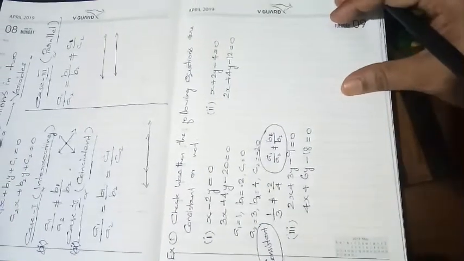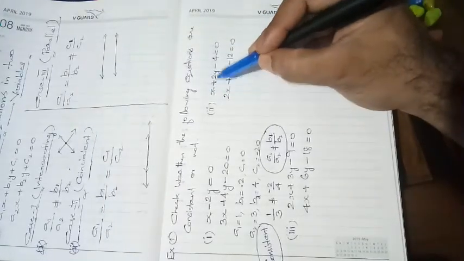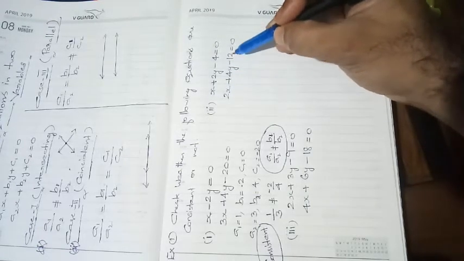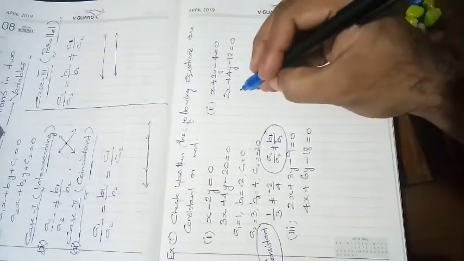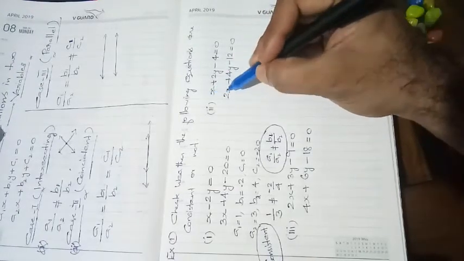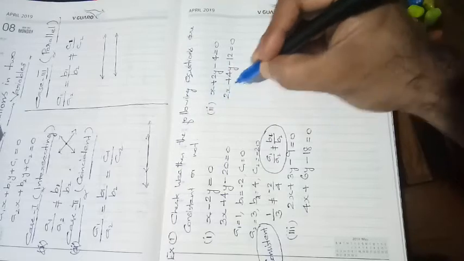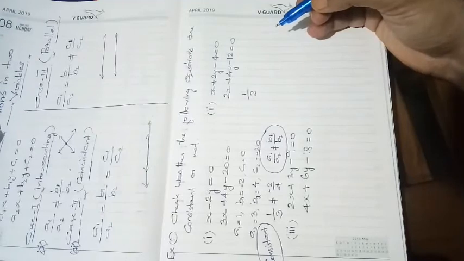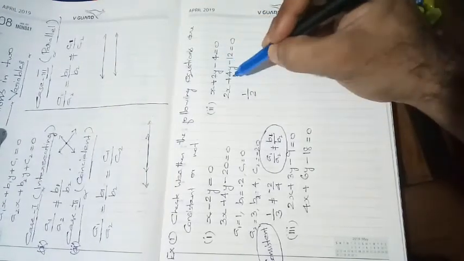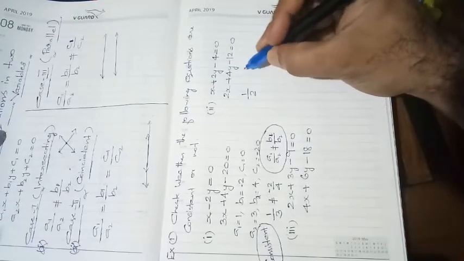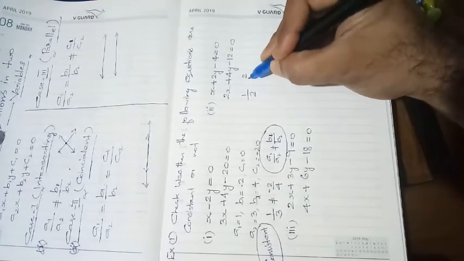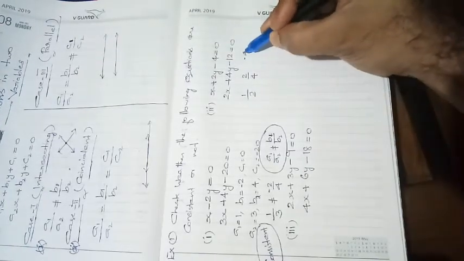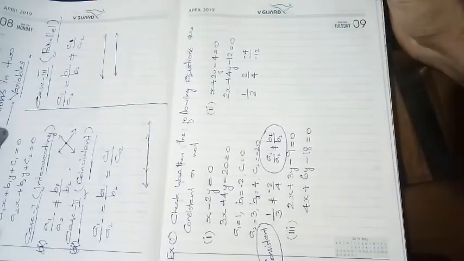Let's check the second one. Here x plus 2y minus 4 equal to 0 and 2x plus 4y minus 12 equal to 0. Let's check one by one. What is a1 by a2? a1 is 1, a2 is 2. So a1 by a2 is 1 by 2. What is b1 by b2? It is equal to 2 by 4. What is c1 by c2? Minus 4 by minus 12.